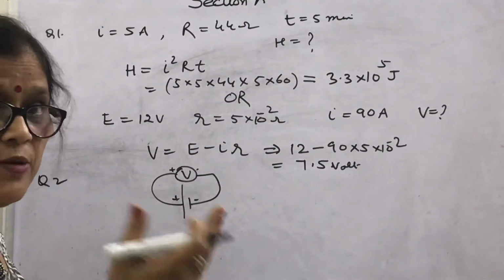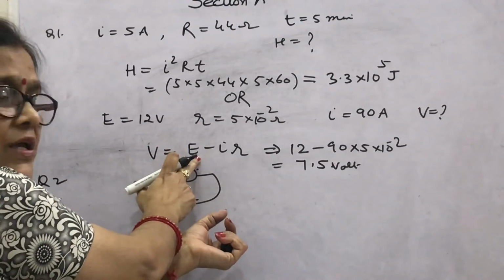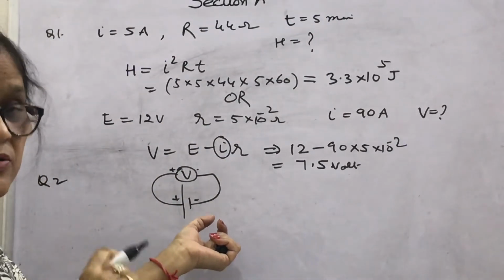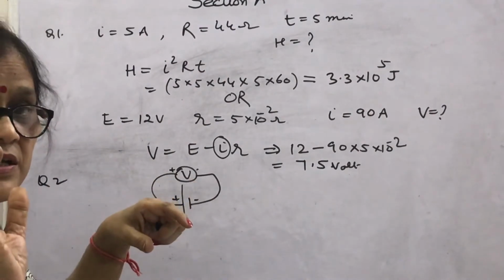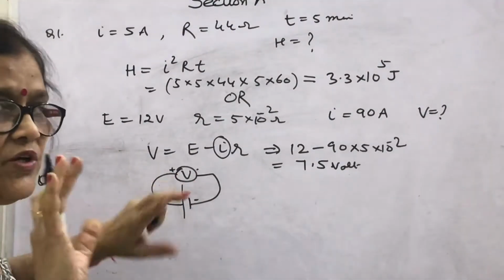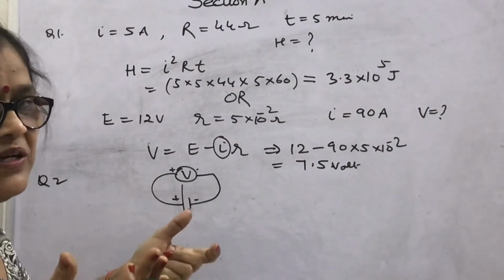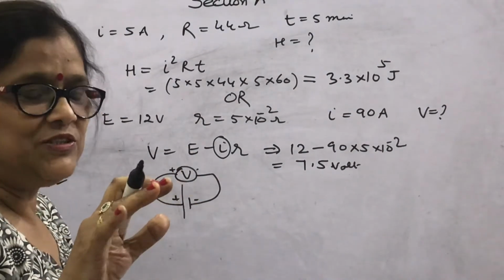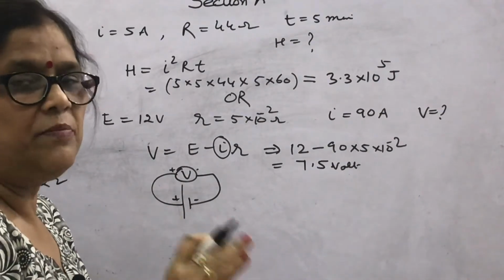What is EMF? EMF is the terminal potential difference, V equal to E, when the current drawn from the cell is 0. No current is given by the cell. Here the voltmeter will draw some current, so it will not read the EMF. And in the potentiometer, we take the observation at the null point position, so the potentiometer gives the EMF of the cell or battery.